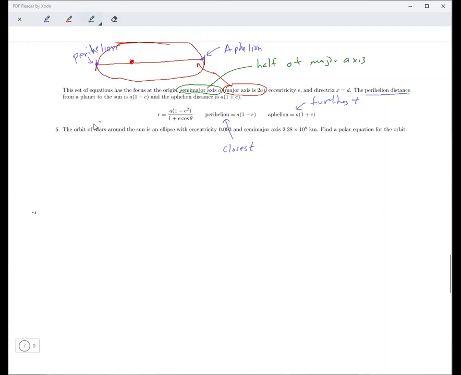Okay, so let's talk about Mars. The orbit of Mars is an ellipse with eccentricity 0.093. So this is really small. So it looks kind of like a circle. Looks circular, right? And the semi-major axis is 2.28 times 10 to the 8. So that's A right here.